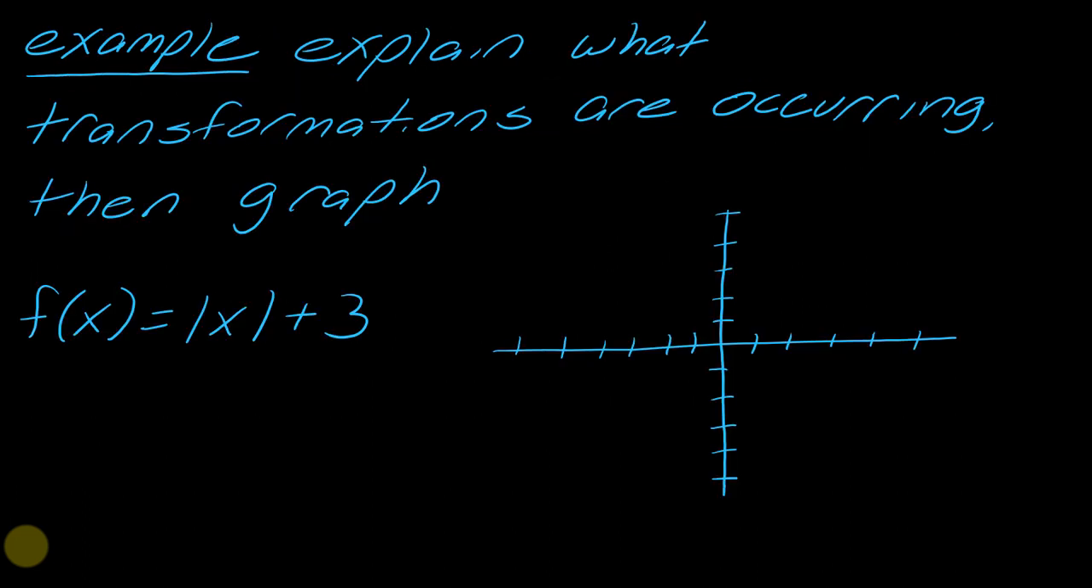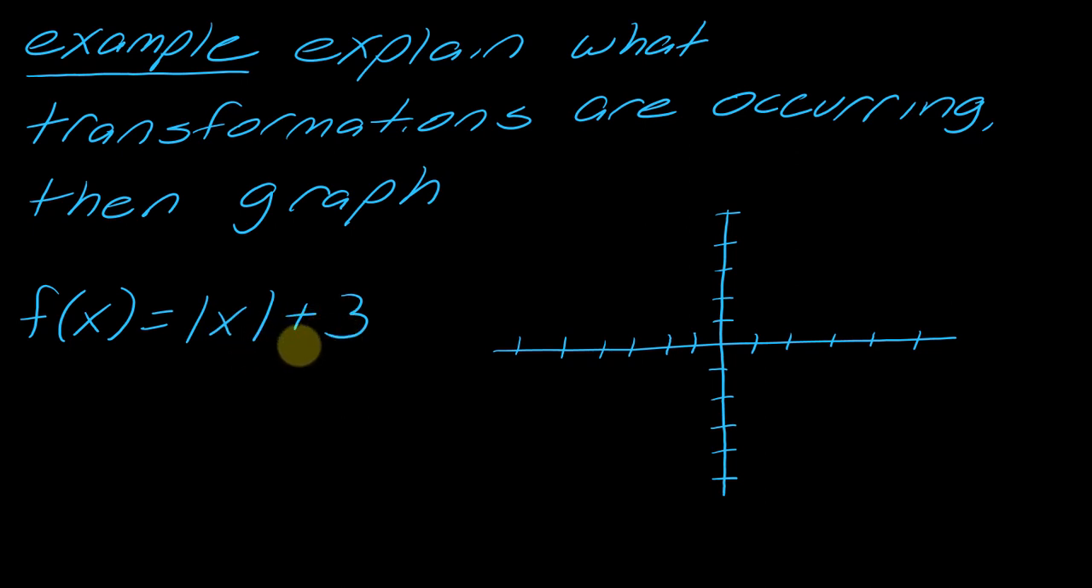So now what I want to do is I want to actually get you to understand how these transformations work. So I'm going to break this down in a few pieces here. So first of all, I've got this function, f of x equals the absolute value of x plus 3. So the first thing I just want you to get used to is describing what's happening with this.